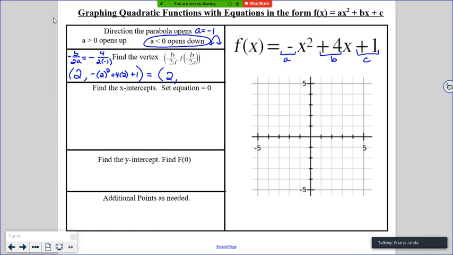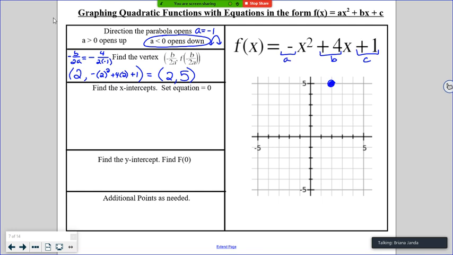Okay, well, 2 squared is 4. Put the negative on it, it is negative 4. Plus 8 would be 4. Plus 1 would be 5. Double check my mental math. It's always a little suspect. Okay, and we would put that dot here, 2 comma 5.